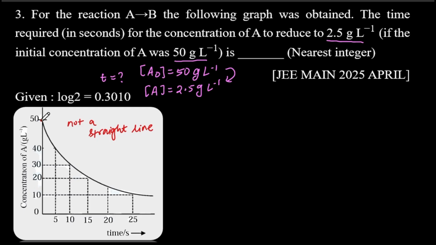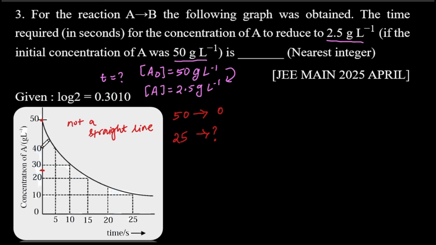So for the concentration 50, the time is 0. And for the concentration to reduce to half, that is for the concentration to become 25, what will be the time? Here, for the concentration to reduce to 25, the time is not mentioned. So the time is not given correctly. So let us skip this and go to the next value, 40.